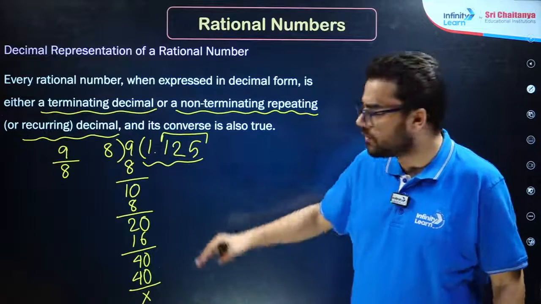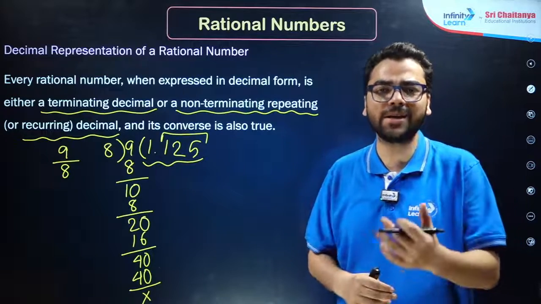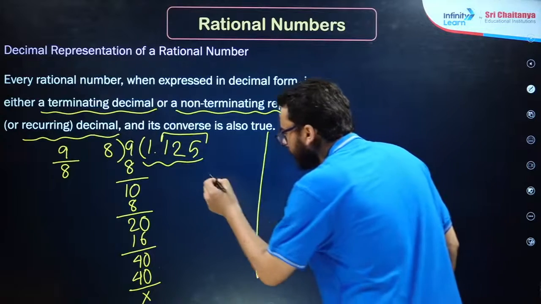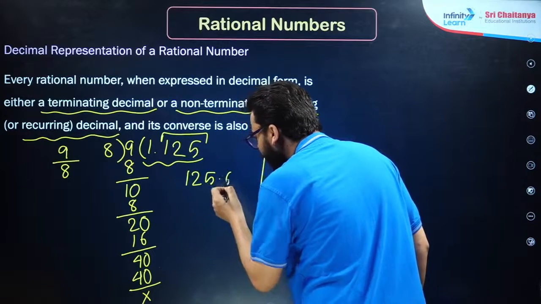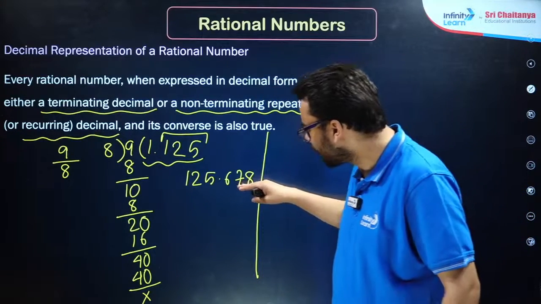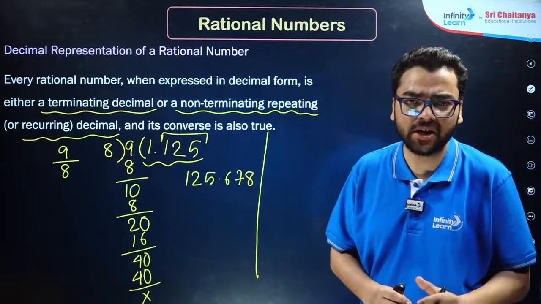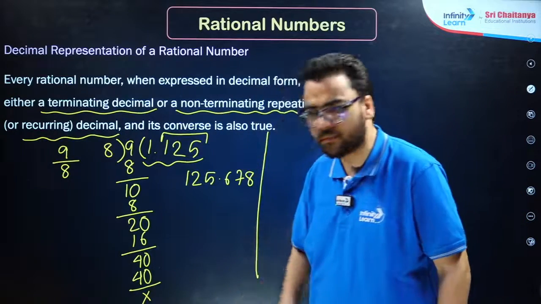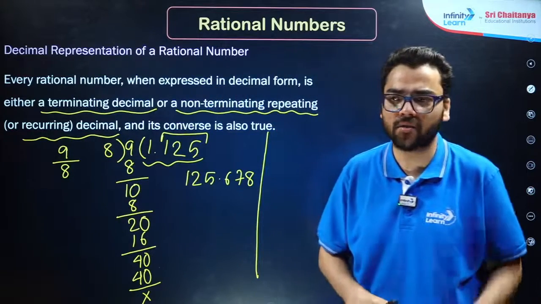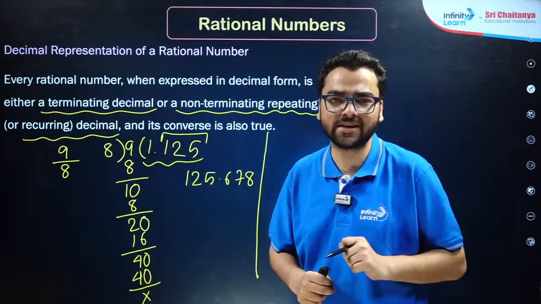Is it clear? So you will have a terminating decimal representation when there is no remainder. Terminating means it is stopping after some places of decimal. For example, you have got 125.5678. This is a terminating decimal representation. It is stopping after some places of decimal. So you will every time get a terminating decimal representation when the remainder is coming 0. When it is getting exactly divided, 9 is exactly divisible by 8, or you can say the remainder is 0. I hope that one is clear. So then you will have a terminating decimal representation.